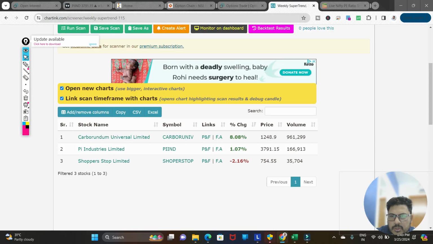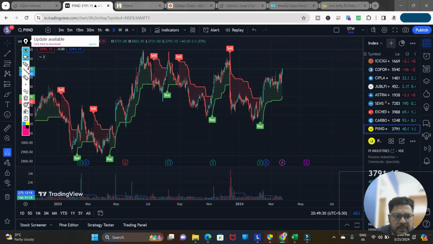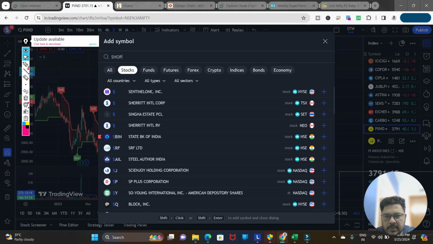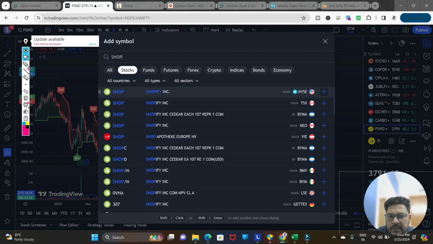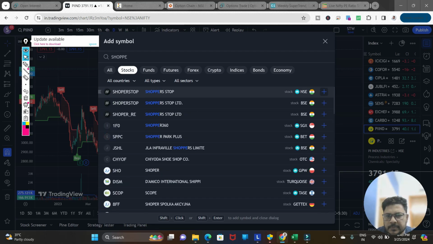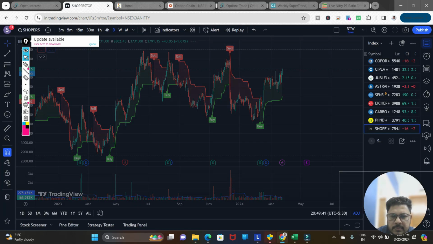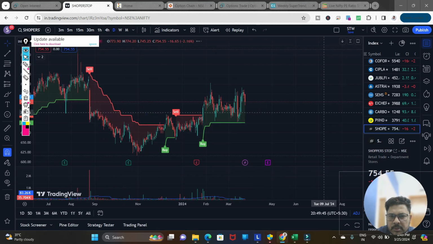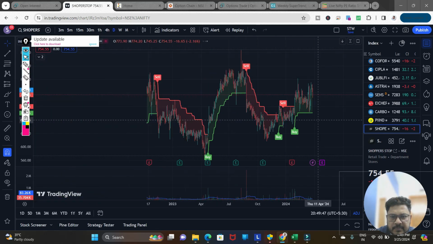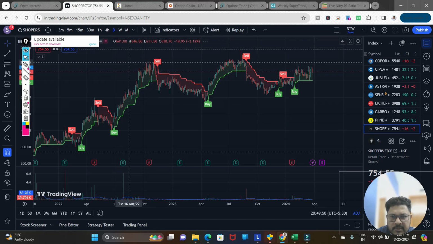Next is Shoppers Stop. Shoppers Stop, I'm not very happy because the percentage of change is very less. 2% down it is showing, but still for the sake of understanding we will analyze Shoppers Stop. Shoppers Stop on a daily time frame. Again, very volatile zones. It is in a sideways zone.